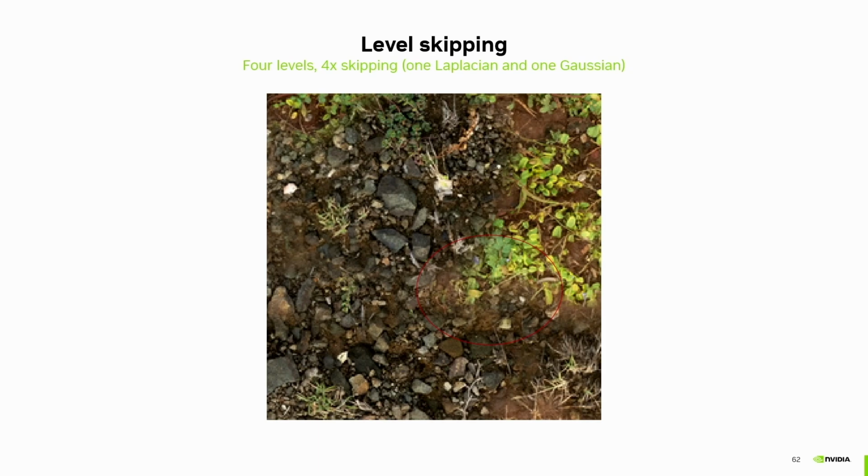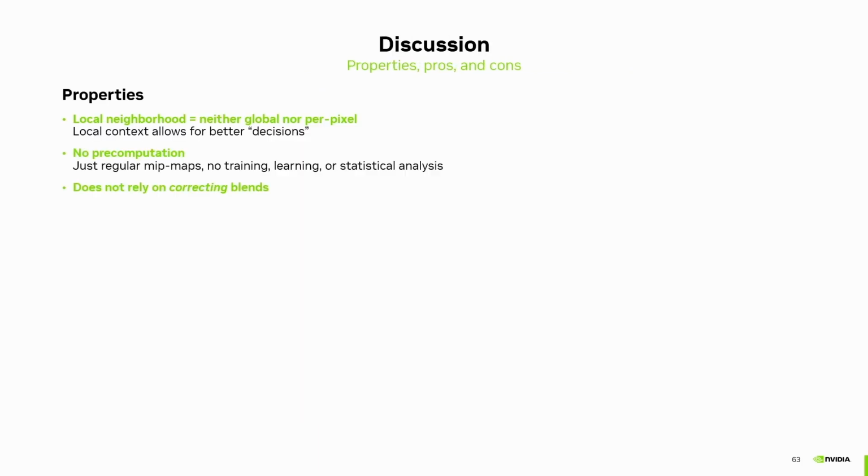So some discussion and recommendations. Properties of this technique: it uses local neighborhood, and per frequency local neighborhood. So decisions are neither global nor per pixel, but this local context allows us to make better decisions for blending. There is no pre-computation required, just the presence of regular MIP maps, no training, learning, or statistical analysis, and we're not correcting blends, we're blending in the correct space to begin with.